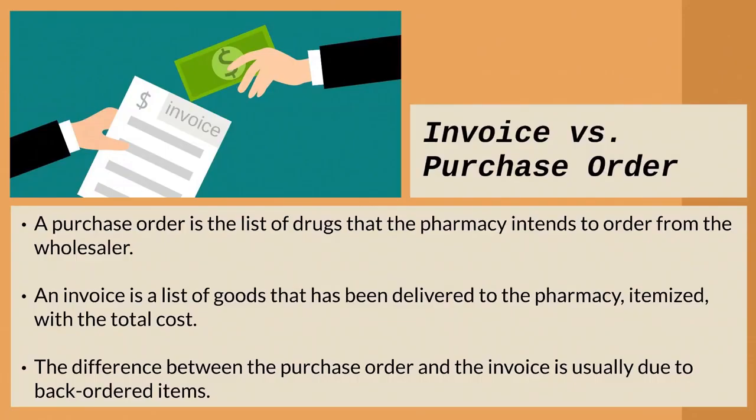So now that you've received the medications, we're going to talk a little bit about the difference between an invoice and a purchase order. A purchase order is the list of drugs that the pharmacy intends to order from the wholesaler, whereas an invoice is a list of goods that has been delivered to the pharmacy, itemized with the total cost. The difference between the purchase order and the invoice is usually due to back-ordered items. So the purchase order is what you want to get, it's the order you place, whereas the invoice is what you actually get.